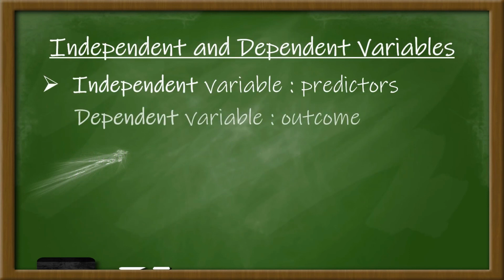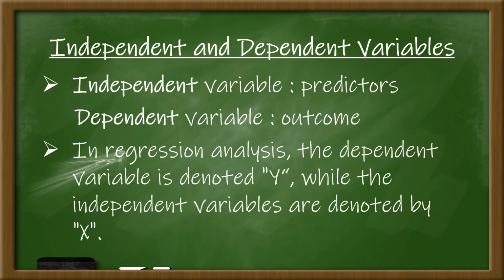The next is about dependent or independent variables. The outcome variable is also called the response or dependent variable, and the risk factors and confounders are called the predictors, or explanatory or independent variables. In regression analysis, the dependent variable is denoted by y and the independent variables are denoted by x.